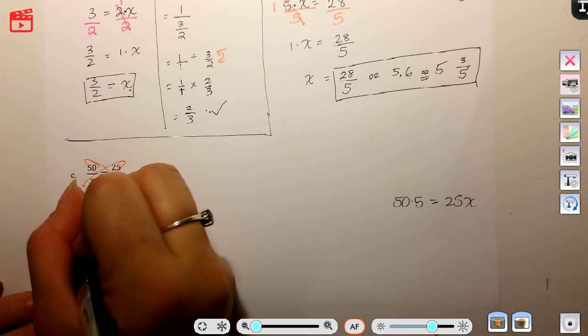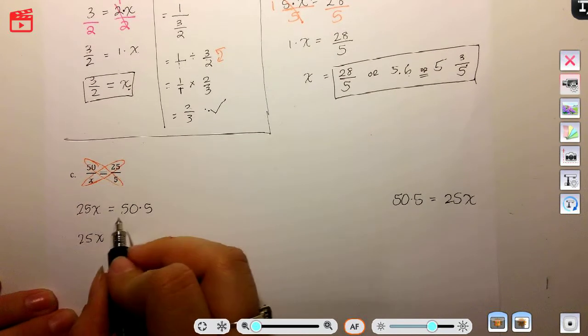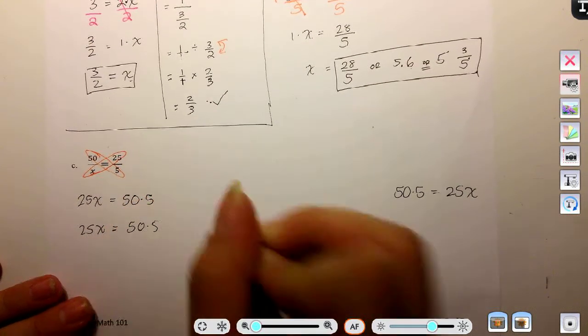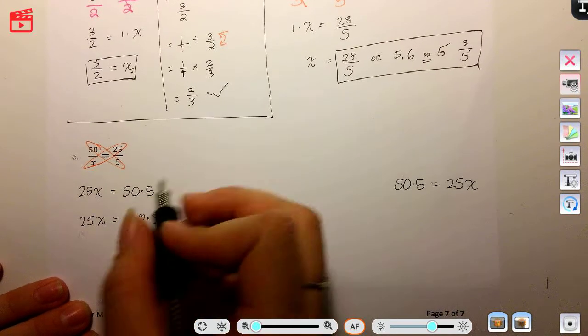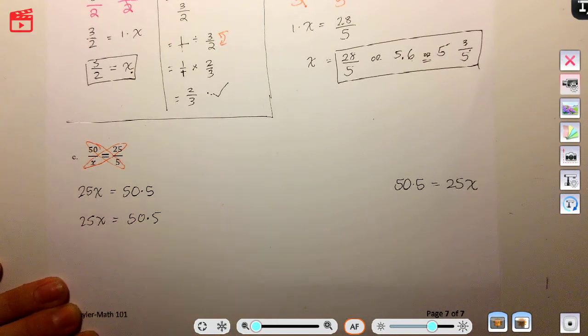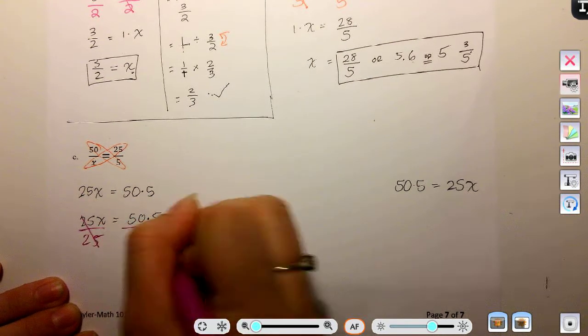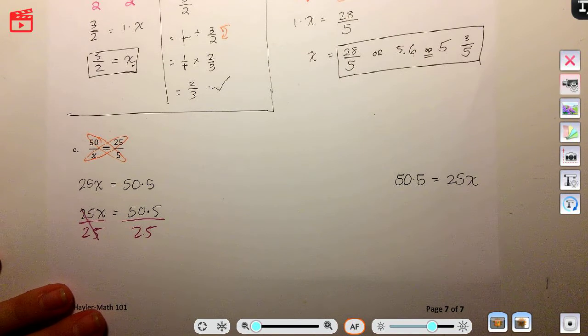All right, let's go ahead and solve this. That's 25x equals, well, 50 times 5. You know what? I'm going to leave this real quick. And you'll see why in a second. So, how do we get the x by itself? Well, we're going to divide by 25.